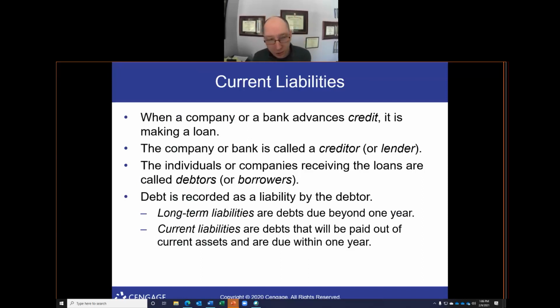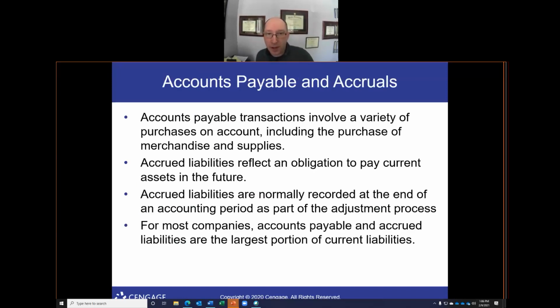Other current liabilities include things like current notes payable. That's the current portion of a long-term debt. It is a short-term loan. That is a current liability. Accounts payable, as you know, is when the company receives a bill for a service or merchandise that we have purchased but have not yet paid. That creates what we call an accounts payable.